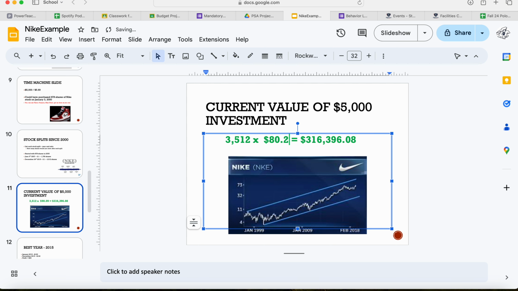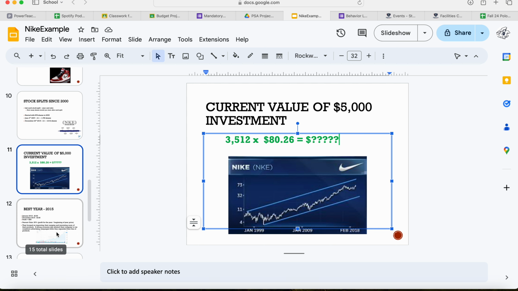As you can tell, these prices fluctuate. And then I'm going to put that number right here. Boom, boom, boom, boom, boom. Okay, awesome. That's great. That's all it is. Current value of your $5,000 investment. In 2000, my investment was worth $5,000, $569 a share. Today, it's worth $300,000 or whatever that number is.